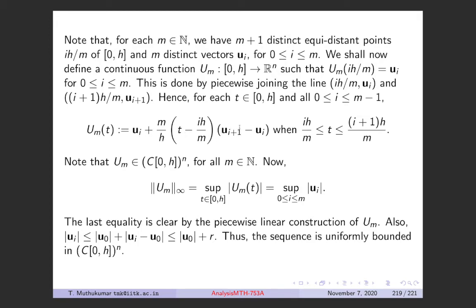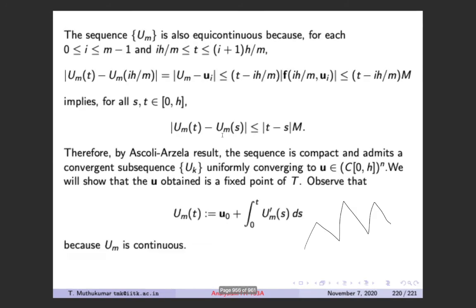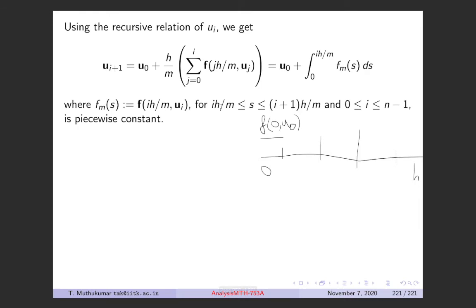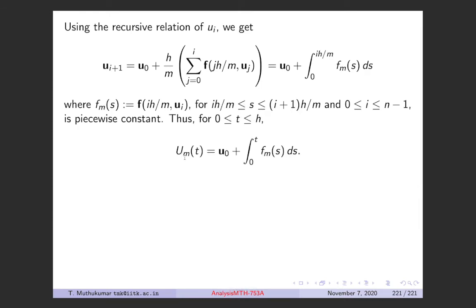Now if I write ui plus 1, everything in terms of u0, you will get the same incremental sum here, right? You have ui plus 1, write it in terms of ui, write ui in terms of ui minus 1, and so on. Finally, you will have something in terms of u0, right? If you write everything like that, using the recursive relation here, you will get u0 plus the integral of fm.